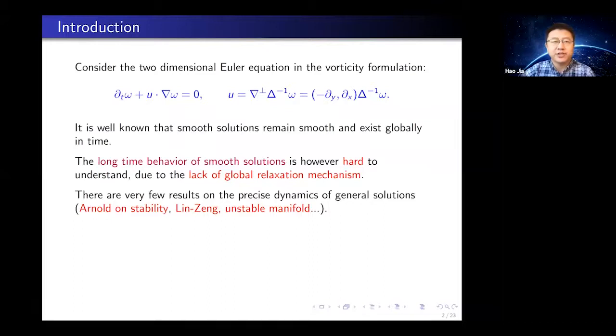So you have ∂_t ω + u · ∇ω = 0, and u is given through the Biot-Savart law. So u is equal to ∇^⊥ Δ^{-1} ω, which is exactly this. So ω is transported by the velocity field, which is generated by the vorticity field.